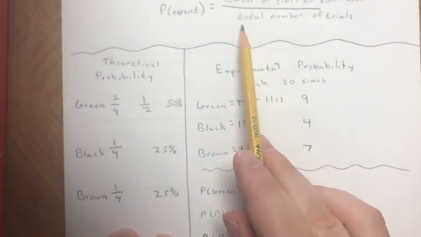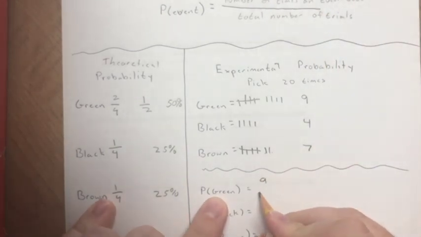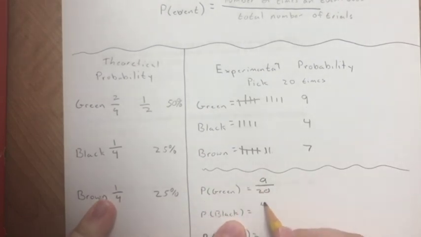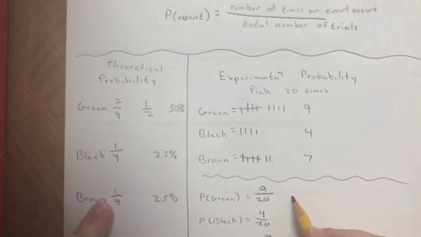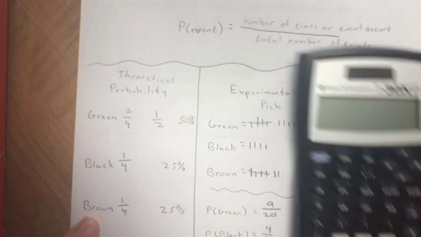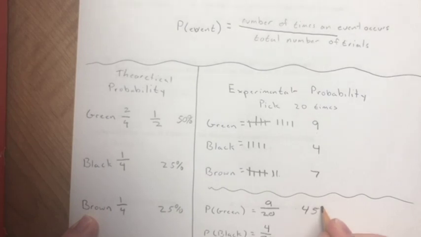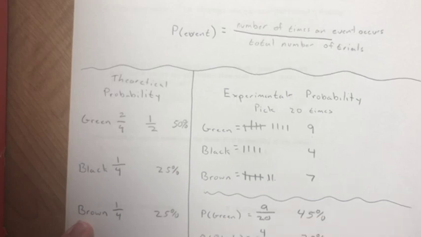So when we do this, it says the number of times an outcome or event occurred. I picked green 9 times out of 20 trials. My black was 4 out of 20, and my brown was 7 out of 20. If we were to change this to a percentage, let's see what happens. 9 divided by 20 gives me about 45% of the time I got green. My black was 4 out of 20, which was about 20% of the time. And my brown, interestingly enough, was about 35% of the time.